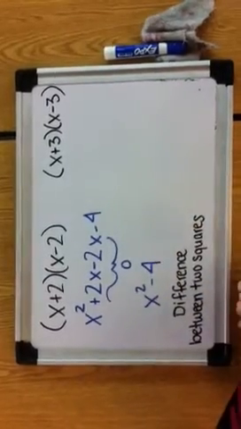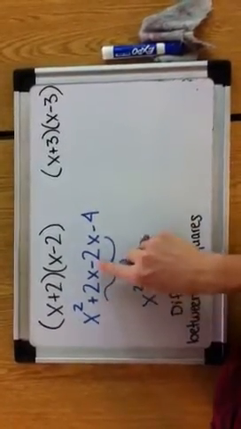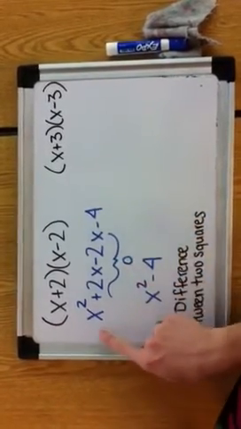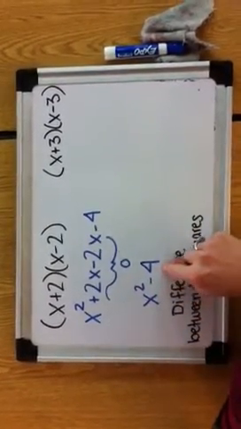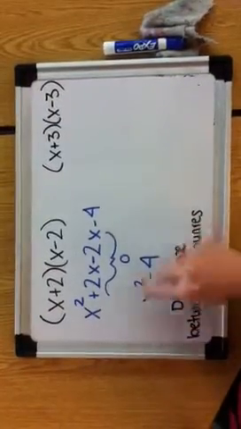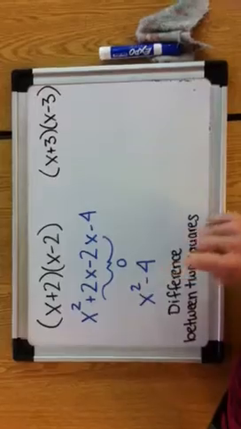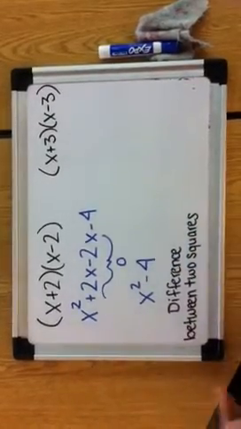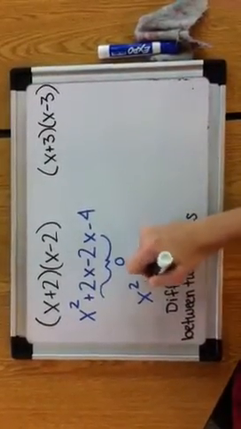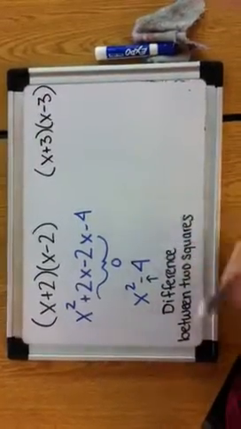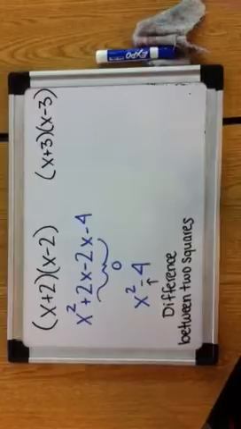Well, if we're combining like terms, we're now left with 2x minus 2x, which is going to become 0. So now we're left with only x squared minus 4. You'll notice that we now only have a binomial left here because these two factors canceled each other out. This type of problem, because we have this negative sign here also, and we know that means the difference, is called the difference between two squares.